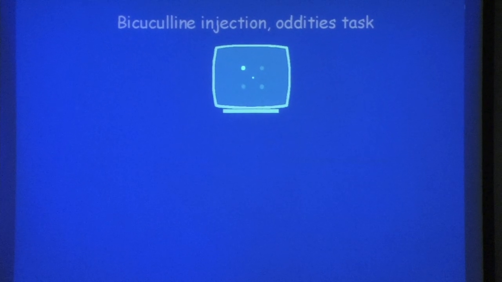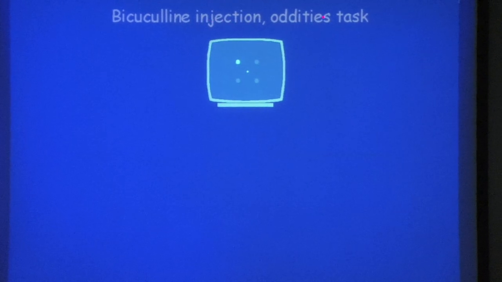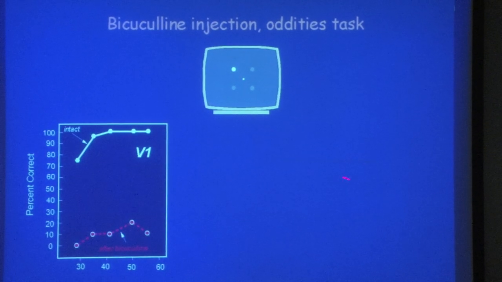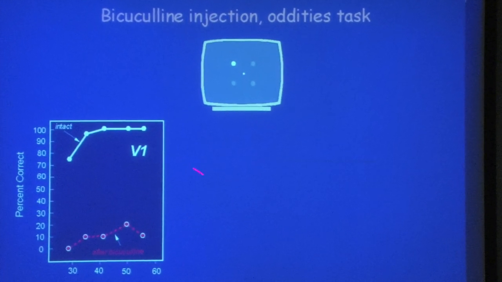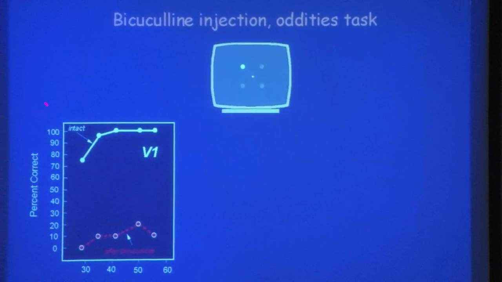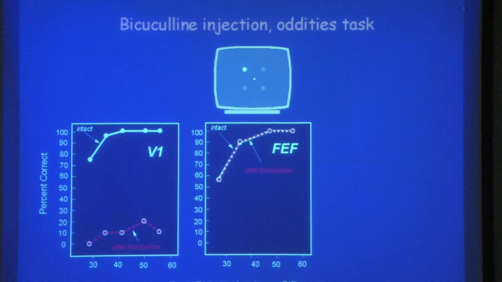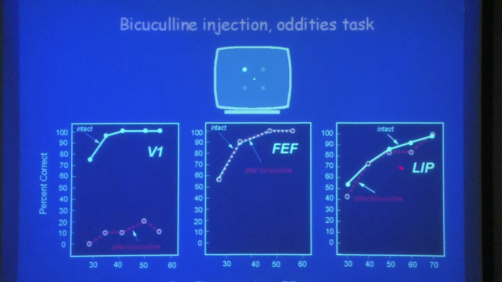And if you do now the bicuculline injection with the auditory task, we can once again ask, well, what happens with that? And then once again, as I've already indicated, both bicuculline and muscimol cause a major interference in your ability to select the odd target, in other words, to visually discriminate. But if you do the same thing in the frontal eye fields, and in the medial and LIP, you get no effect at all.